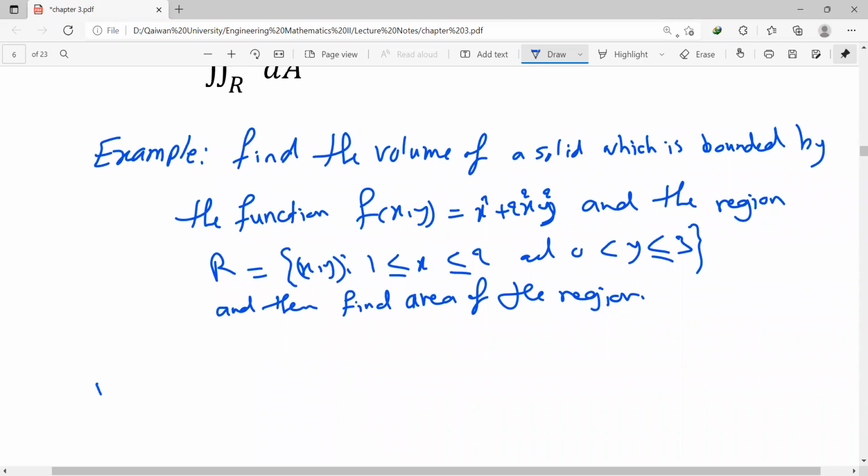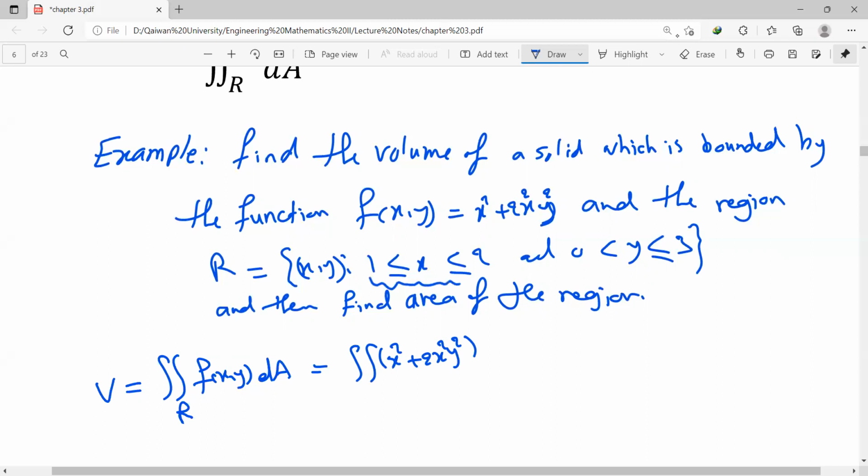Okay, here we say V equals the double integration over the region R of f of xy dA. dA means it's over the region, over the area. This equals the double integration of f of xy. What's f of xy? f of xy is x squared plus 2x squared y squared. Then, which one should be first? Here, you can take x or y first, because here both limits are constants, x from 1 to 2 and y from 0 to 3.